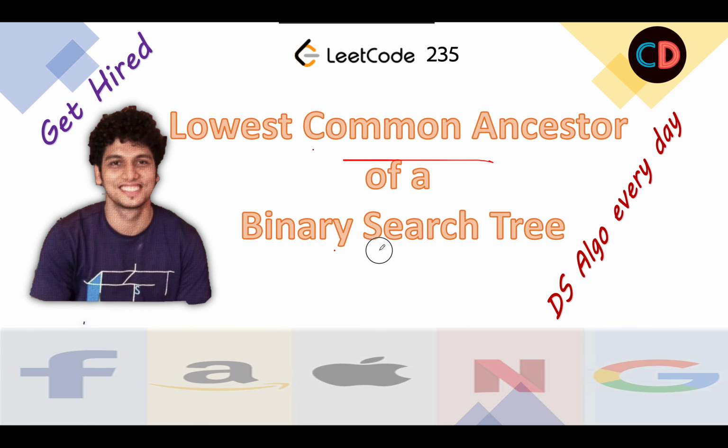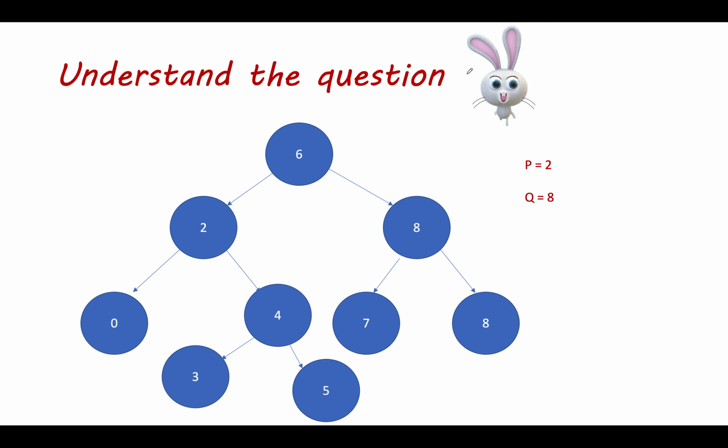Lowest common ancestor of a binary search tree, Leetcode 235. Let's walk through the example. This is the same example that was specified in the question, and by walking through the example we will come up with the solution. Also, this is an easy question on Leetcode, and I also believe the same.